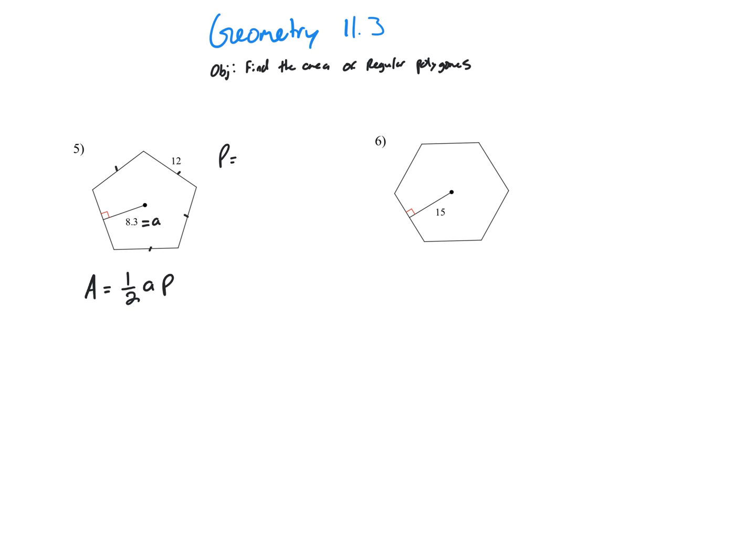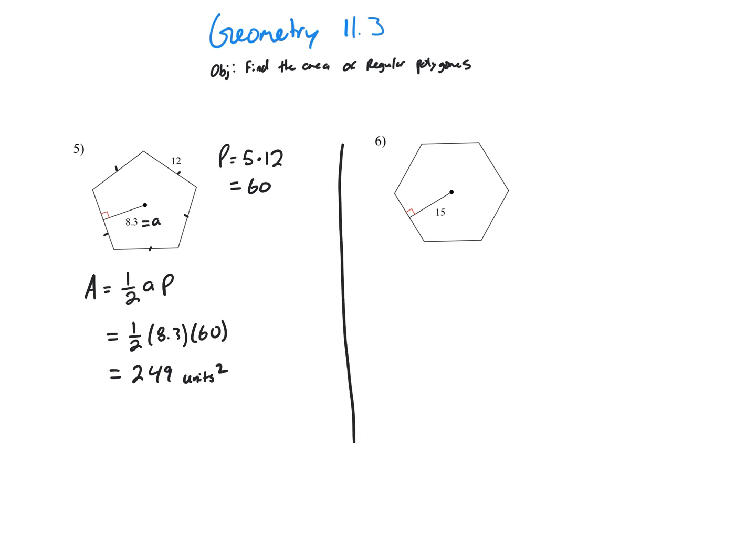1, 2, 3, 4, 5 sides. So 5 times a side length, which is 12. So this comes out to be 60. So the area here for number 5 is going to be 1/2 times 8.3 times 60. Plugging that in a calculator, we get 249. Since this is area, we're going to call it units squared. Okay, so 1 through 5 are like that. You should be able to get through those without too much of a headache.